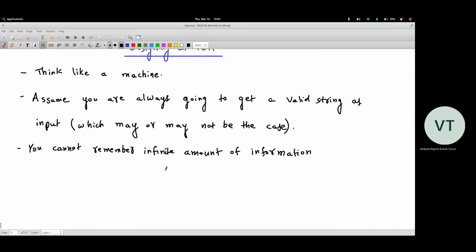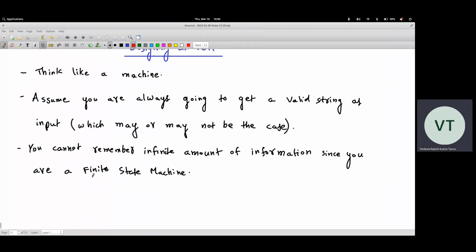Why? Can someone tell me? Yes, there is no infinite memory. Why? Because the name itself tells you these are finite state machines. There is only a finite amount of memory that they have. Okay? You are a finite state machine, right?